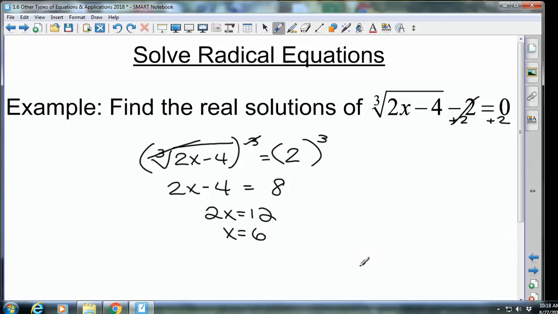Now I want you to get in the habit of always checking these answers. It doesn't happen with odd roots, but when you have even roots and you start squaring and taking things to the 4th power, sometimes you get answers that don't really work. So just in general, if you have a radical problem, always check at the end. If I put a 6 in, then I've got 12, minus 4 is 8, cube root of 8 is 2, minus 2 is 0. So it does work. You don't really have to show me the work that you check, but you do want to make sure you're doing that.